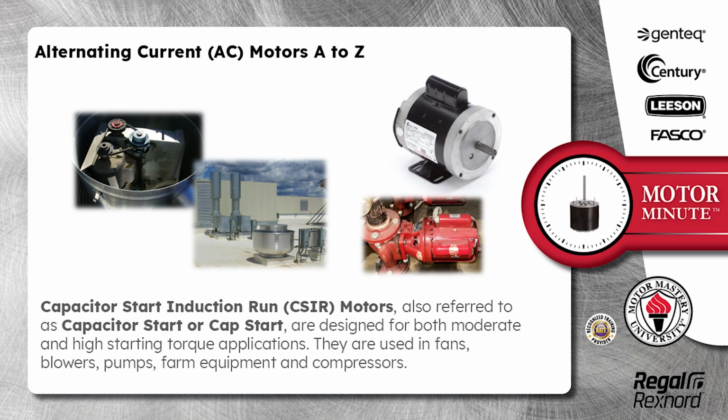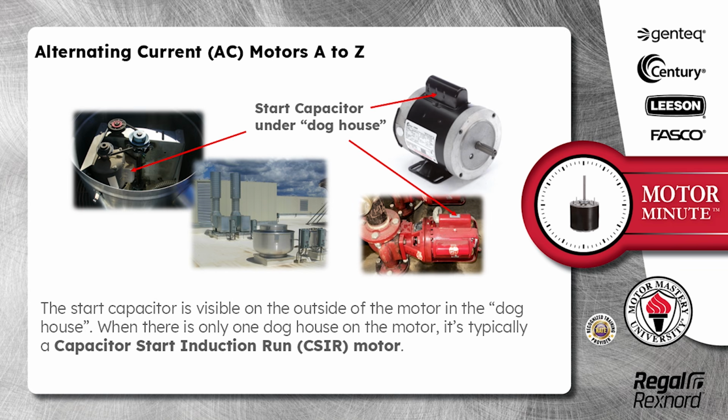Capacitor start induction run, CSIR motors, also referred to as capacitor start or cap start, are designed for both moderate and high starting torque applications. They are used in fans, blowers, pumps, farm equipment, and compressors. The start capacitor is visible on the outside of the motor in the doghouse. When there is only one doghouse on the motor, it's typically a capacitor start induction run motor.